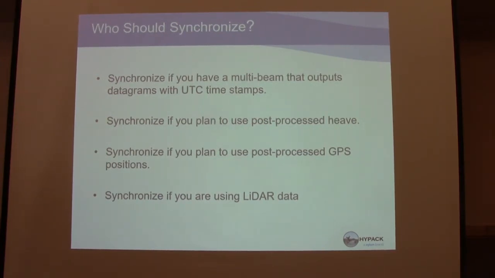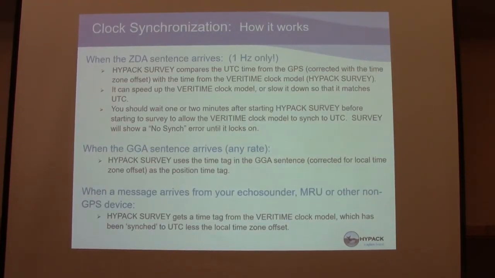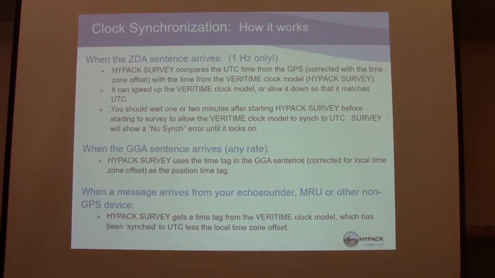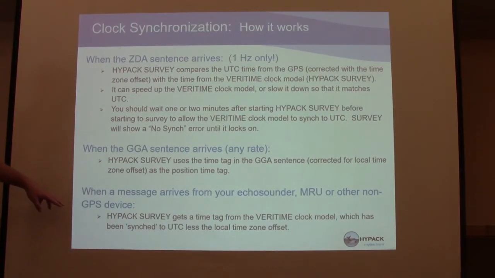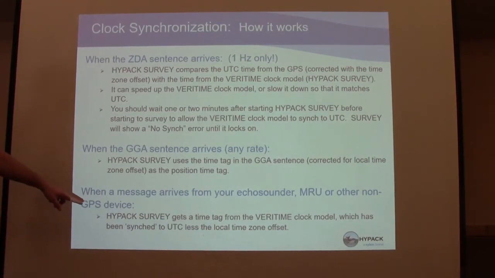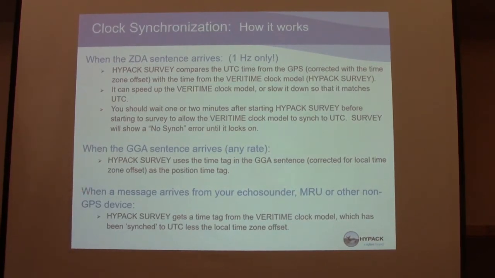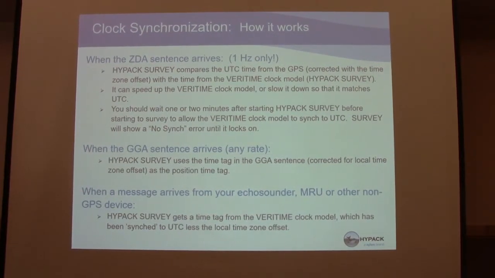Okay? So if we mate that up with the ZDA message, which is UTC time, that really makes our time very accurate if we apply it. And that's what this is saying here. 1 Hz only, GGA at any rate, GGA or GGK. These are two common position messages. And then when a message arrives from your echosounder, MRU, or other device, we get a time tag from the Veritime model that's been synced to the UTC PPS. Okay.